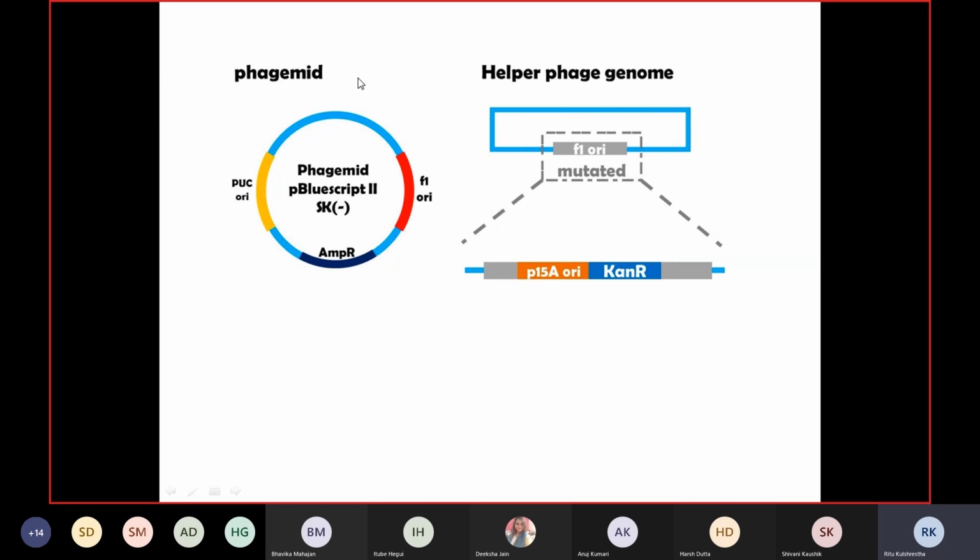So you will make your clone here, you will transform it into bacteria. Once inside the bacteria, you will infect the bacteria with this helper phage. So this helper phage will get inside the bacteria, and all the proteins for the M13 phage will be made by this helper phage, and they will act upon this F1 origin of replication, and what we will get is the single stranded forms of DNA of our gene of interest.